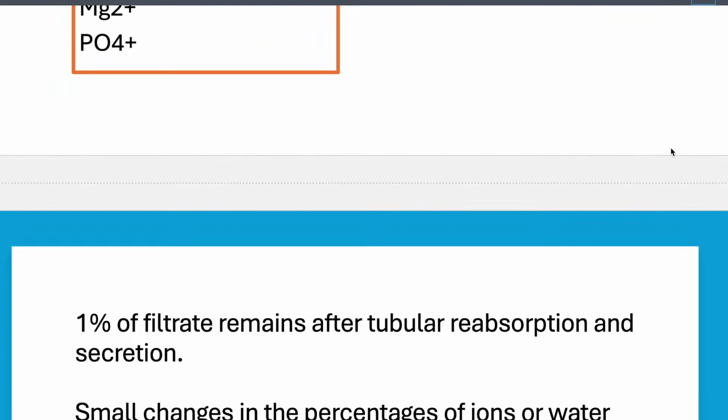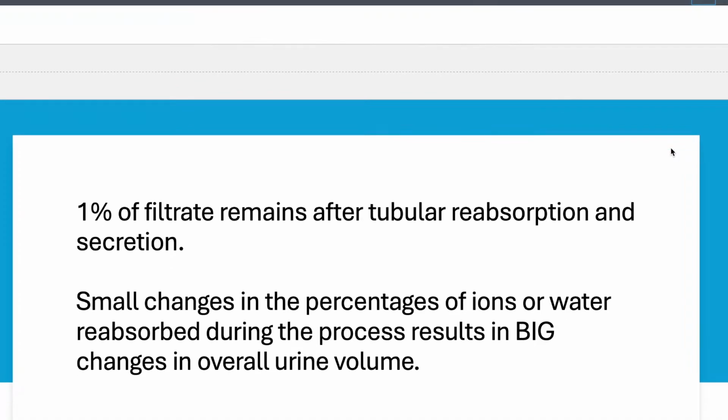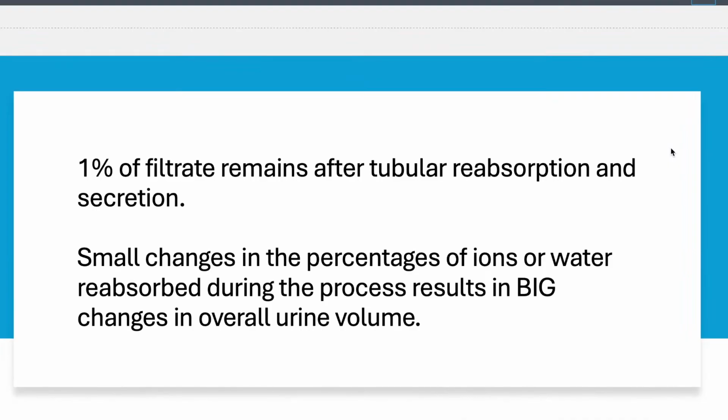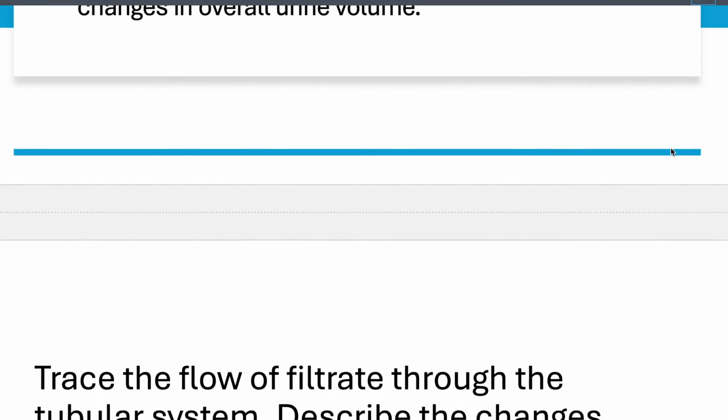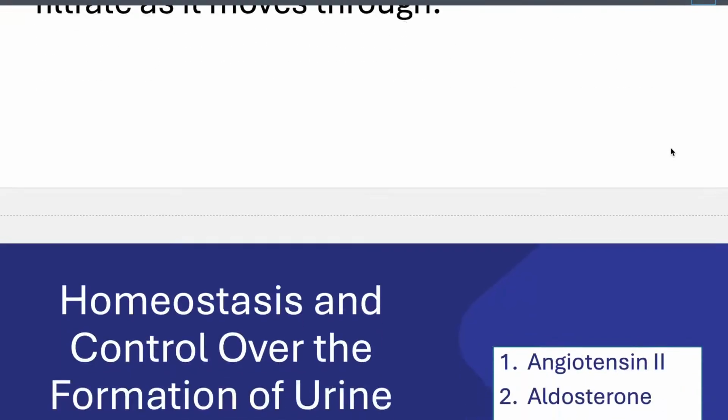One percent of filtrate remains after tubular reabsorption and secretion. So that's why we don't pee out 47 liters of pee every day. Only 1% of that filtrate remains. So small changes in percentages of ions or water reabsorbed during the process result in a big change in urine overall. So let's see that. Trace the flow of filtrate through the tubular system. Describe the changes made by each section of the tubule to filtrate as it moves through.